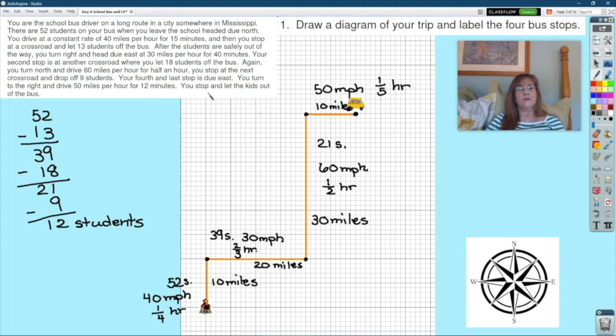And now you stop and you let the kids out of the bus. So you had 12 students left. So 12 students got off of the bus. So we drew a diagram of our trip and we labeled the 4 stops. So we have the school, the first bus stop. So we'll call that bus stop number 1. We have our second bus stop, call that bus stop number 2. We have our third bus stop number 3. And our final destination, bus stop number 4.